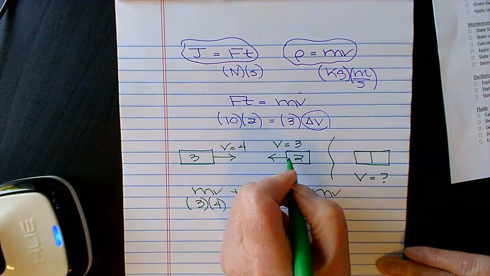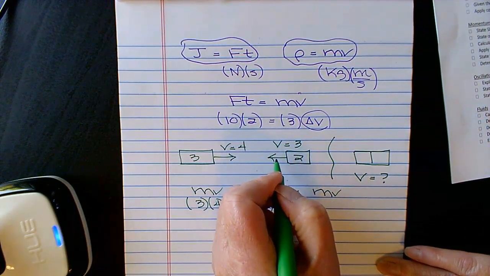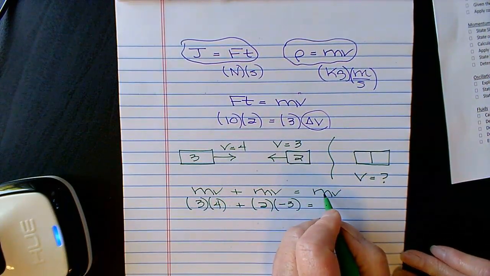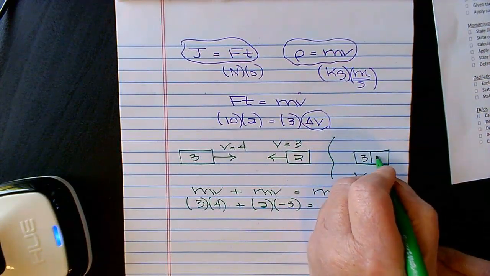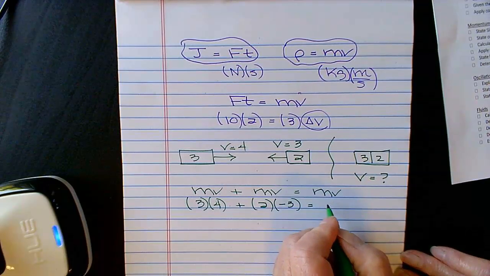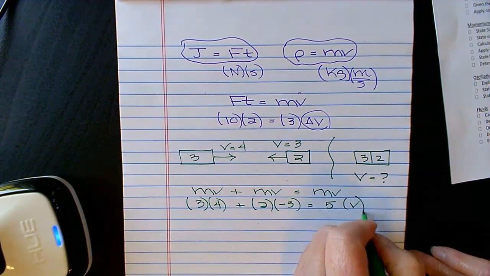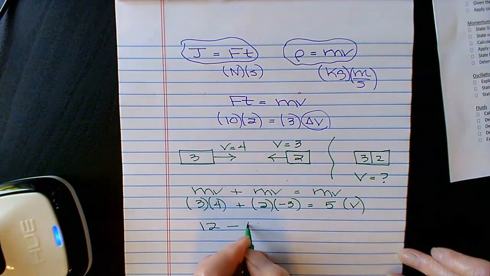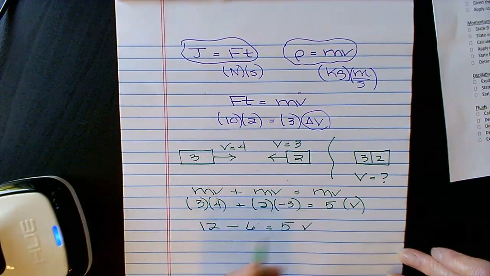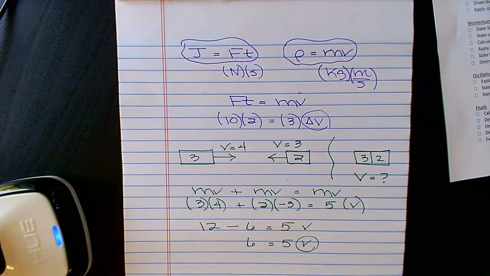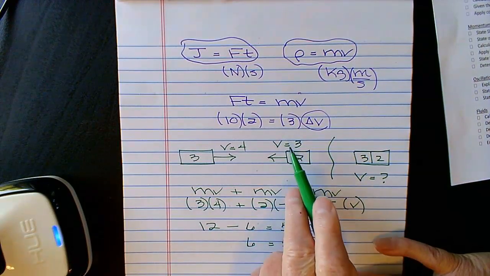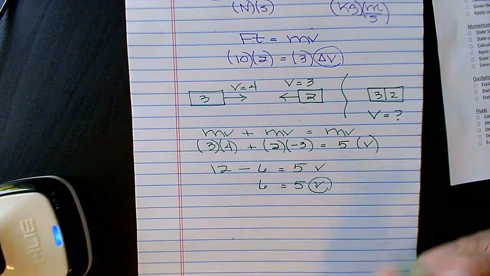You need to remember that when something is going in the negative x direction, we have to make the velocity negative. This mass is the mass of the stuck together objects, so that's going to be 3 plus 2, that is going to be 5. And I'm actually solving for this velocity. So I have 12 minus 6 equals 5 times v, so it's going to be 6. So whatever 6 divided by 5 is would be the final velocity of that. So the key thing there is to remember that velocities can be negative.